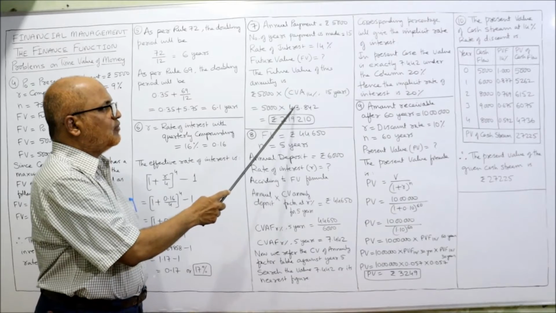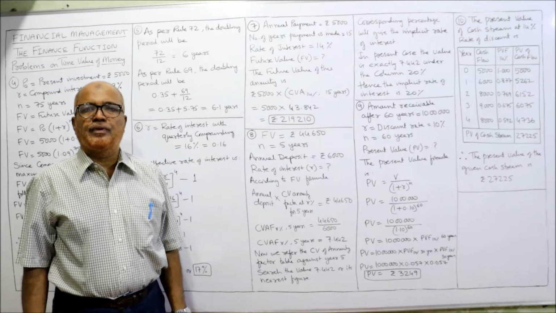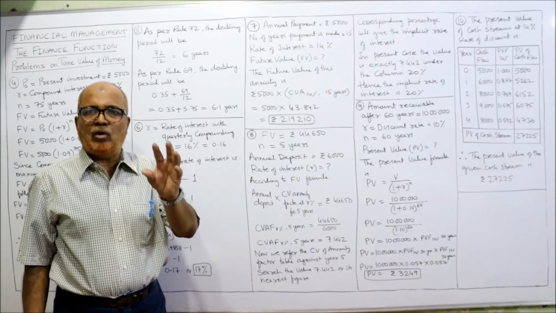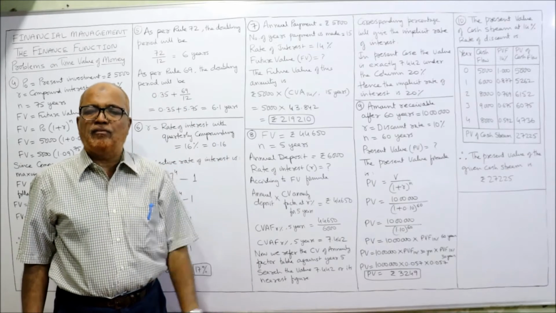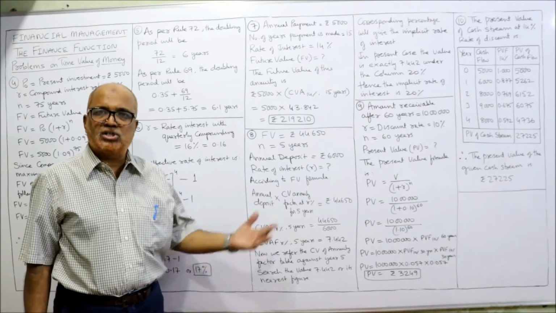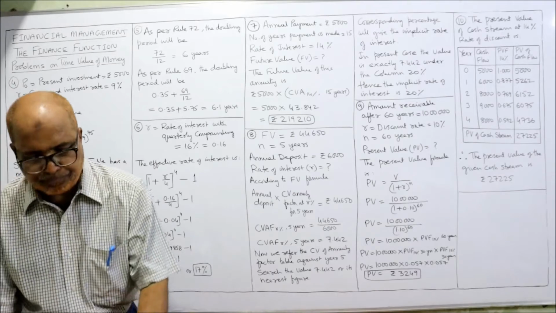Multiply 5,000 into 43.842, you get 2,19,210. This is the future value of 5,000 rupees deposited every year for a period of 15 years. The rate of interest is 14%. That's it. Now, next problem.